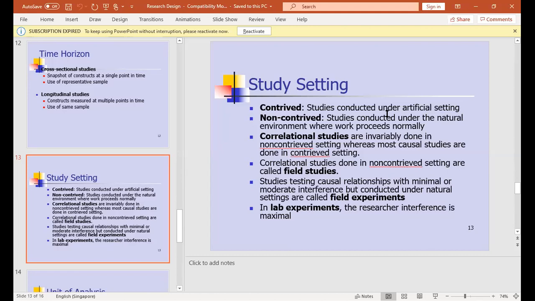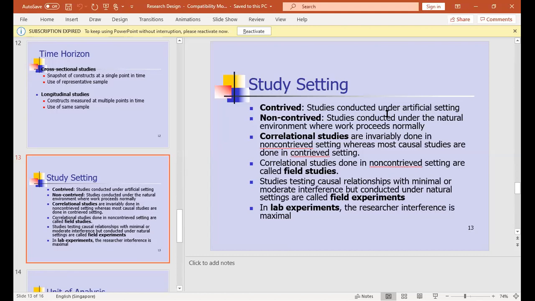So then you know what is correlational and causal studies. Correlational meaning you're conducting the study to test the relationships between the two variables without making any interference, whereas causal is where you try to test the cause and effect relationships under strict, say, manipulation.